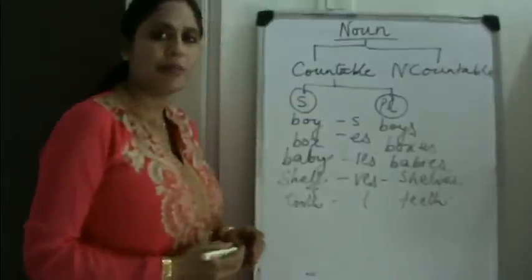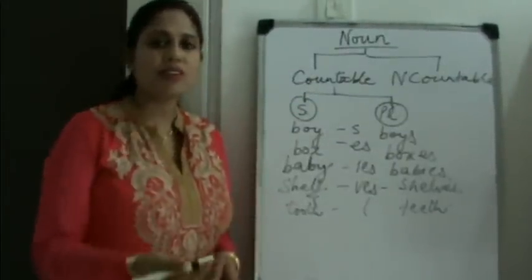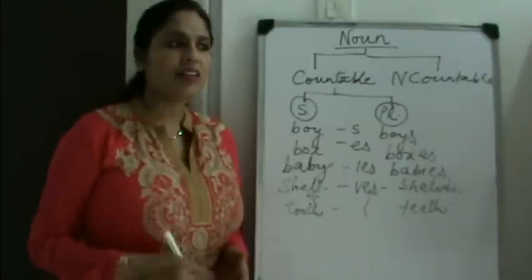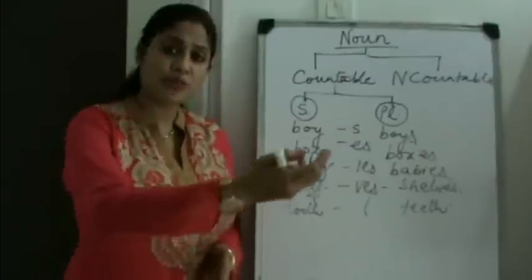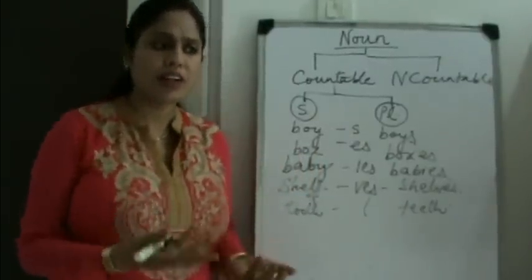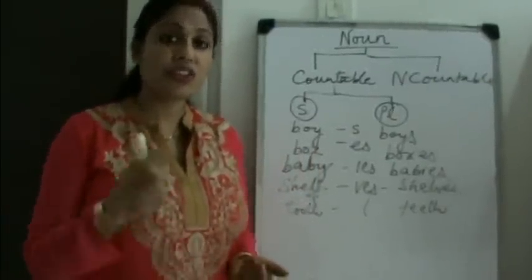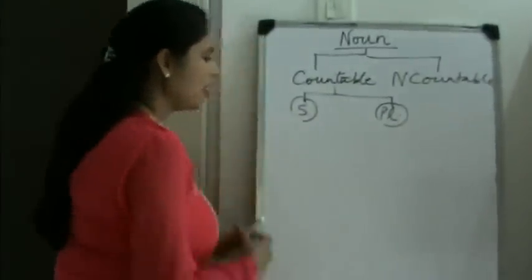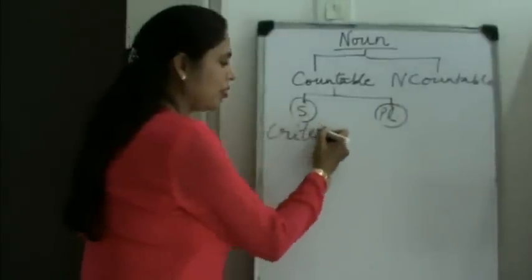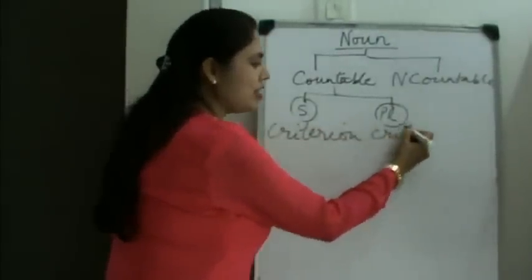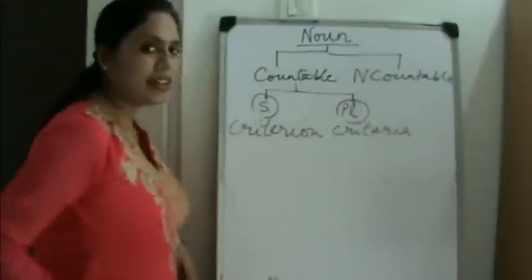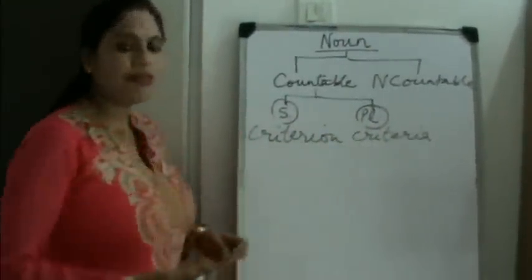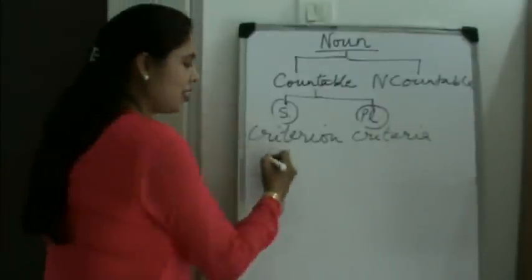Foot, feet, mouse, mice. Some words undergo a change like child, children. Then there are lots of words in the English language which have actually come from other languages and have retained their original form. For example, I have a word like, say, criterion. It changes to criteria. How does it affect me? I say criterion is, but I say criteria are. Phenomenon, phenomena. Crisis, crises.